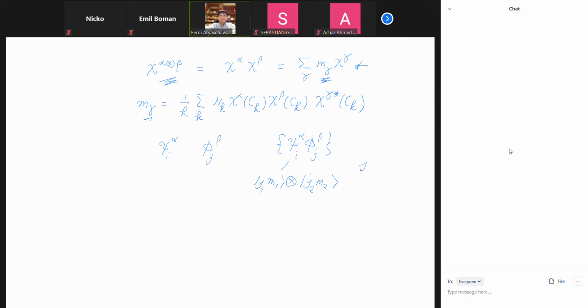So the J here is just the alpha, or let's take J1 as alpha, and J2 is beta, and the i then corresponds to the M1, and the j corresponds to the M2. Okay, so we have this correspondence.